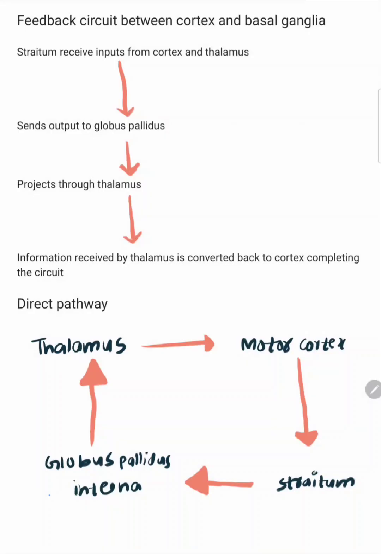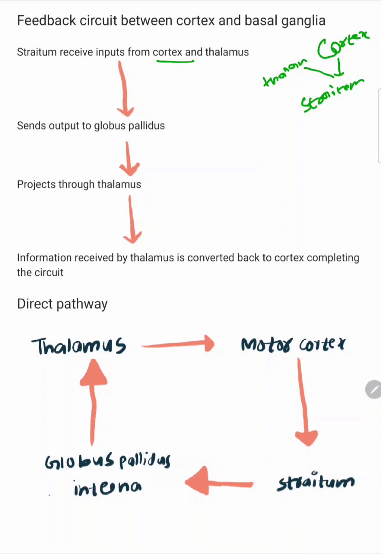Let's see how the basal ganglia and cortex are involved together, meaning how they function as a circuit. First, the striatum receives inputs from the cortex. If you think of this as the cortex, from the cortex the striatum first receives inputs. The striatum receives inputs from the cortex and thalamus; the thalamus and cortex together send inputs to the striatum.